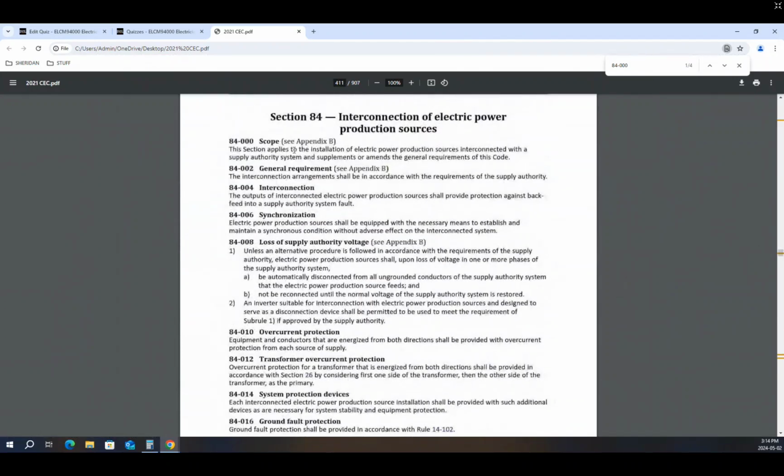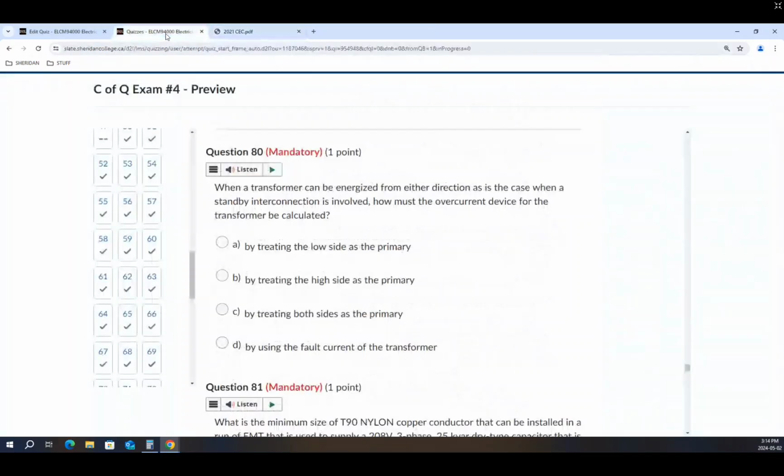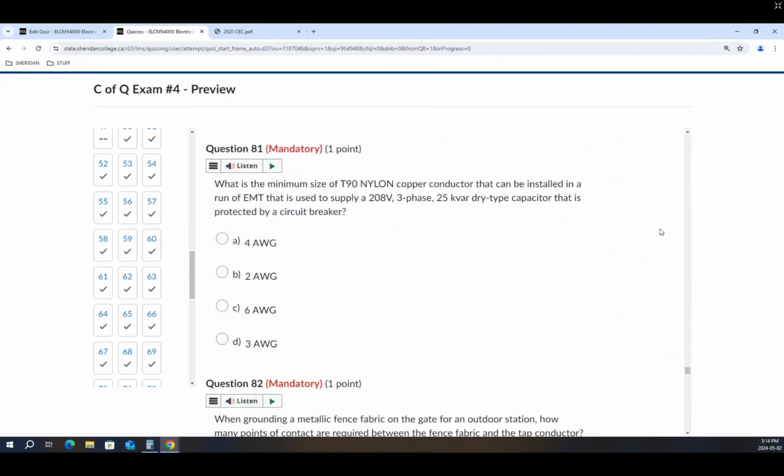Interconnection of electrical power production sources. Transformer overcurrent protection. Overcurrent protection for a transformer that is energized from both directions shall be provided in accordance with Section 26 by considering first one side of the transformer, then the other side as the primary. So you have to treat both sides as the primary. Okay.